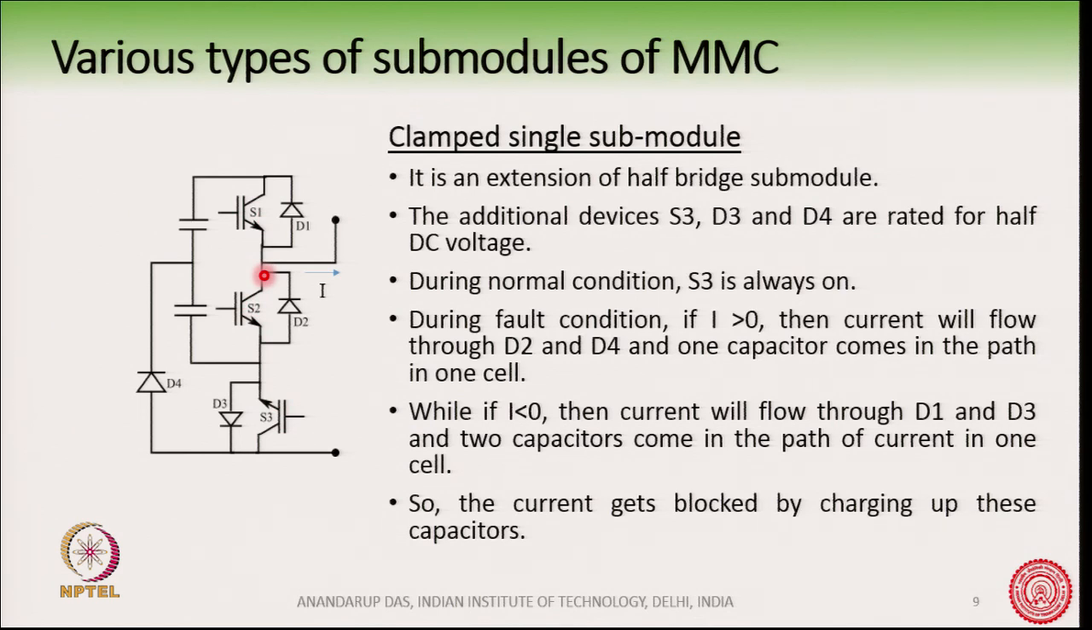At fault condition, we will shut off these IGBTs here. If the fault current is greater than 0, that means the current is flowing like this, then the current will take a path through this D4, through this capacitor, D2, and go out. You see in the path of the fault current, this capacitor is present. If the current I is less than 0, and we have shut off all the IGBTs, then the current will flow through D1, through the whole DC link, through D3 and go out, if I is less than 0.